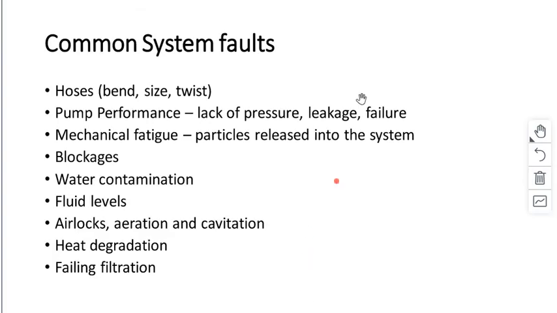Okay, common system faults. We're going to go away a little bit from the contamination issue, even though 80% of the issue is contamination. So we've got hoses: bent, size, twist. How are they bent? Have you got a strong bend? Are they twisted? There's a figure I read that the lifespan of a twisted hydraulic hose is reduced by about 90%. So if it would last 10 years, it'll go down after about a year, with the pressure put into it.